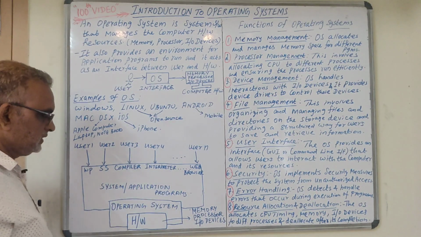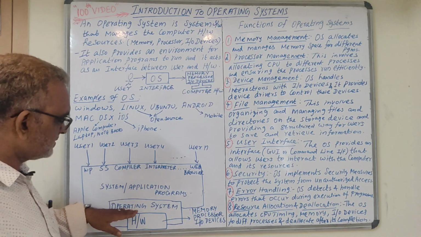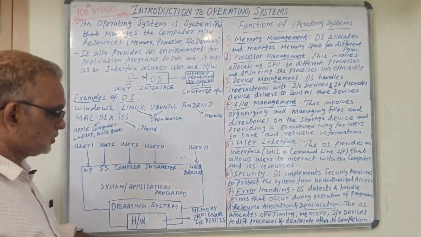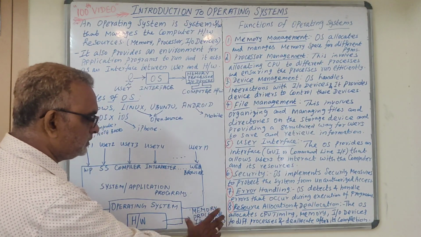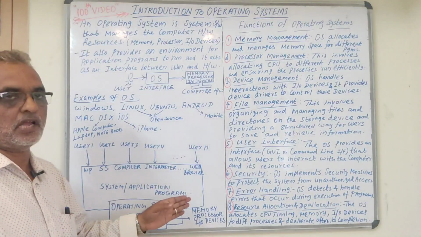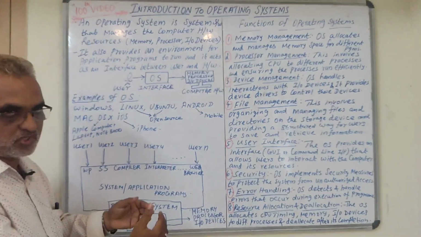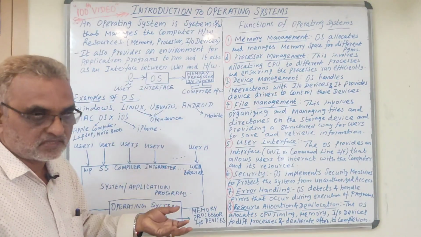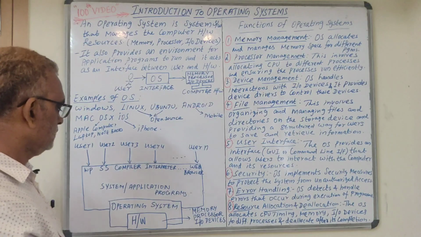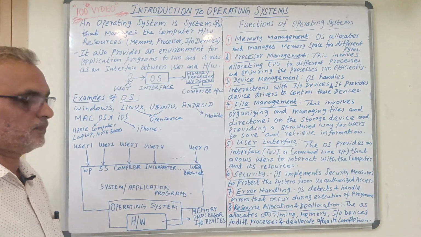So this diagram depicts how this operating system acts as an interface between the user and this computer hardware. The hardware has the different resources: memory, processor, I/O devices. If you load the operating system, it is what is called booting, loading the operating system into the main memory of the computer, that is RAM. Only after loading the operating system, the computer is ready to use.